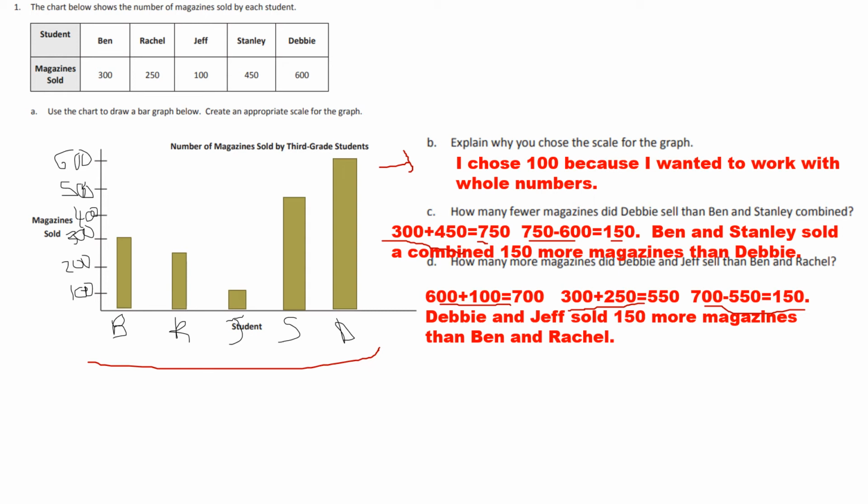What you could also do, which I did not do, but you may have done, you may have written over here a D and a J for Debbie and Jeff, and Ben and Rachel over here. If you did that to show your work, that's fine. And let's keep going for our last problem.